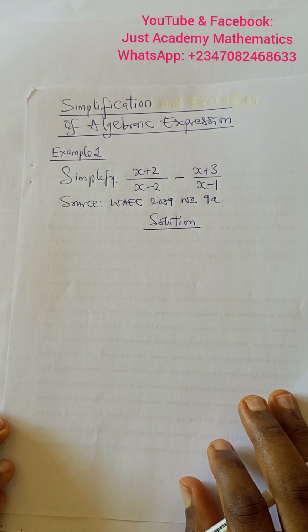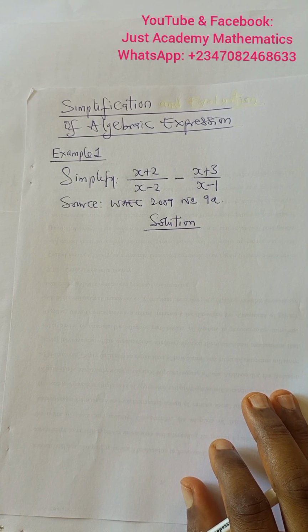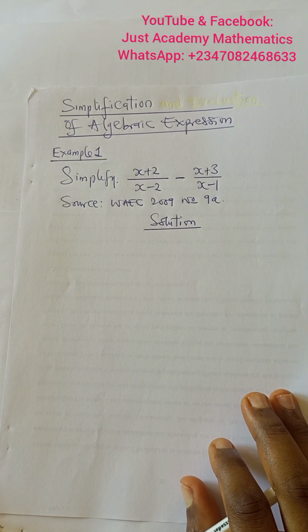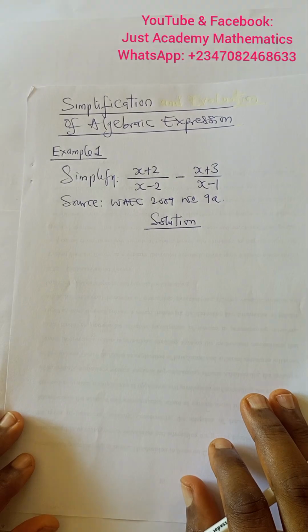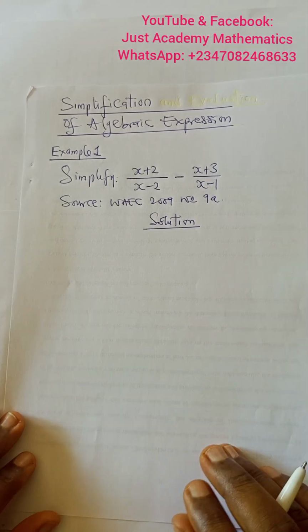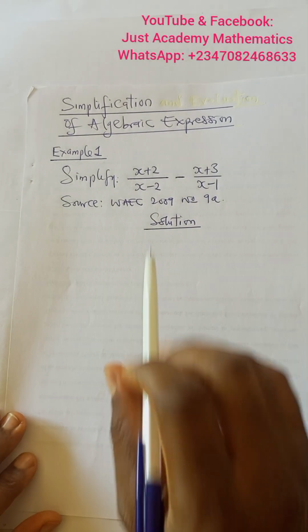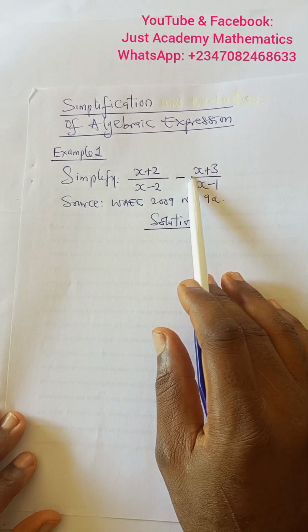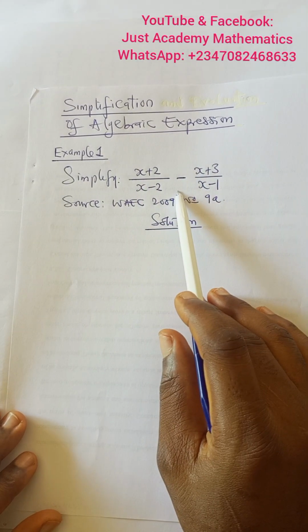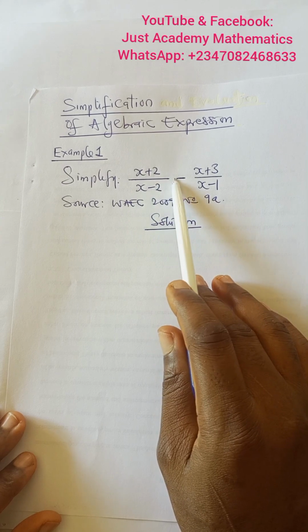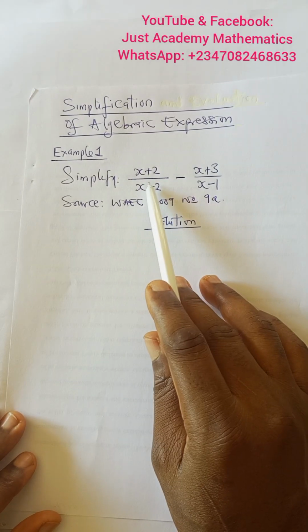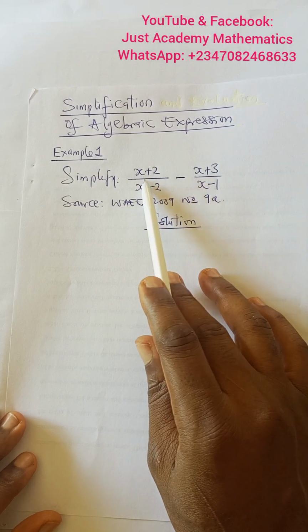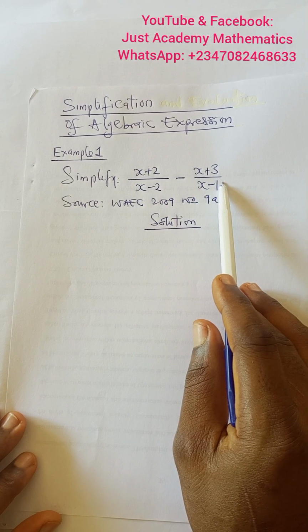When you are asked to simplify, you are asked to make something easier, make it simpler. Simplify this algebraic expression. This is an expression, obviously, because there is an absence of an equals sign. When equals to is missing in a mathematical statement, that statement is an expression. So this is an algebraic expression. We're asked to simplify this, and this is a fraction, and this is another fraction.